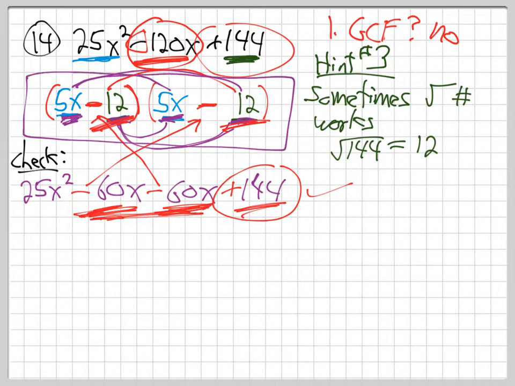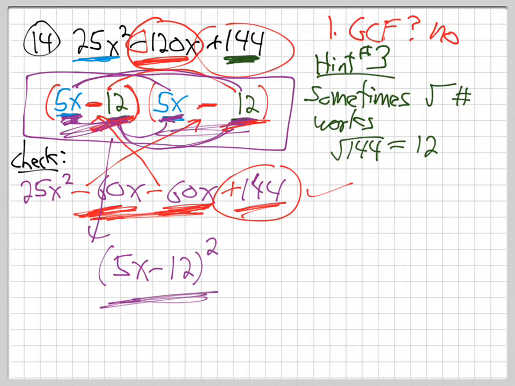It's the two parentheses. Oh, by the way, actually, since they're the same exact thing twice, see how that's 5x minus 12, 5x minus 12, identical twins? When it's the exact same thing twice, we just write one of them and we put a 2 power on it. And that's the final answer. There we go. All right, let's try number 15.